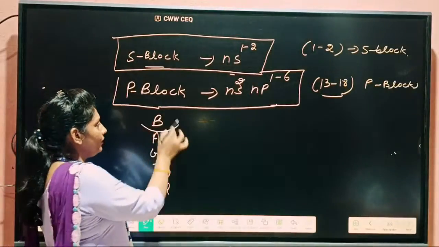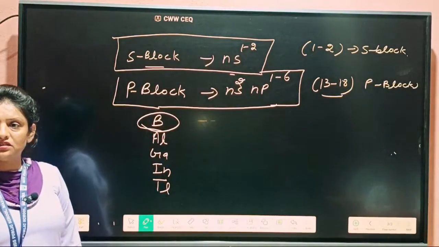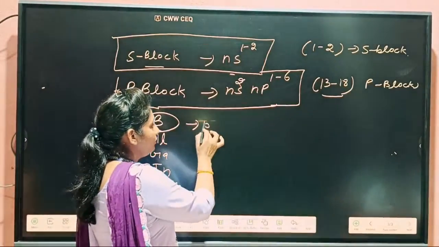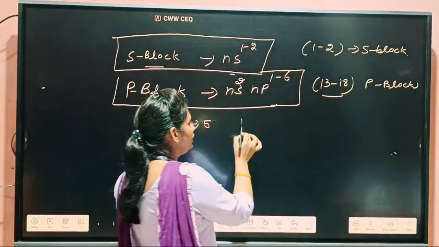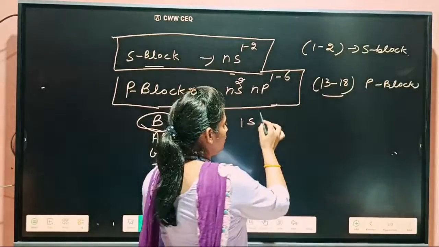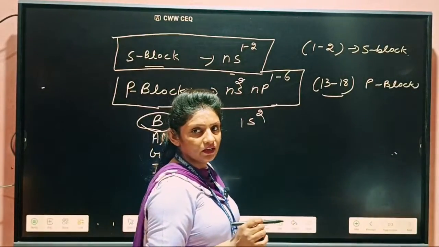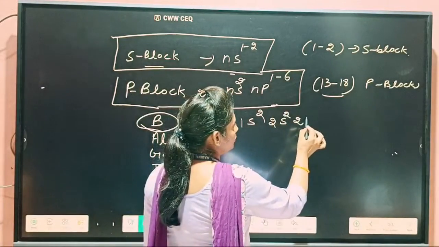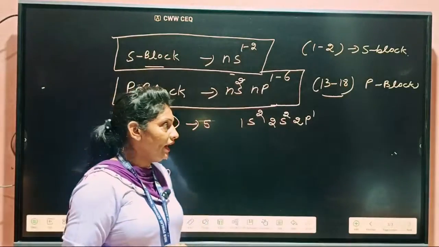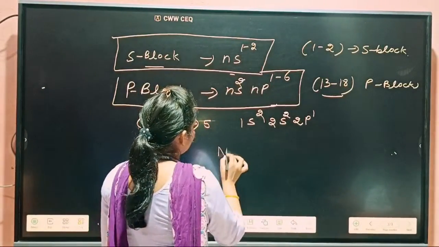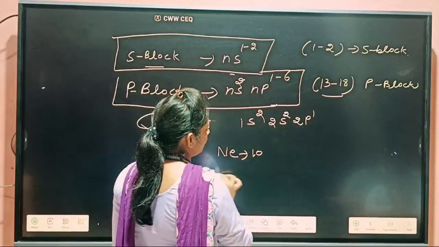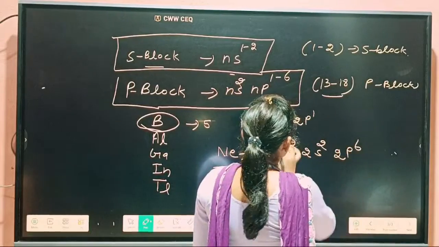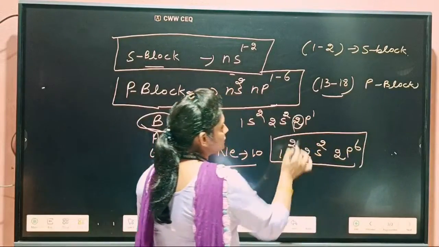So students, if I talk about the configuration of boron, what is the atomic number for boron? 5. So the atomic number for boron is 5. So here write down the configuration for this. What will be the configuration? 1s2, 2s2, 2p1. And if I talk about neon, here neon is 10. Then 1s2, 2s2, 2p6.